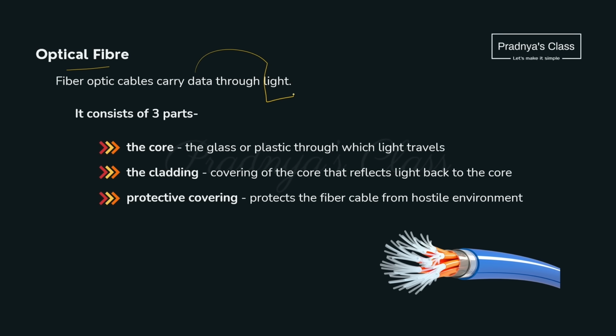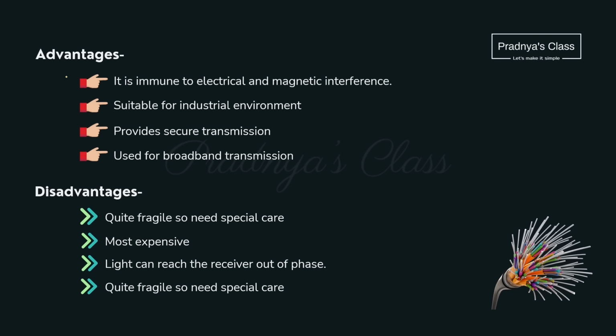We are at the third and last guided media, that is optical fiber. In this, the data is carried in the form of light. Look at the picture. It has a core. It is made up of plastic or glass, and there is one cladding which will cover it. And then to protect it, we have a protective covering. Here are some of the advantages and some of the disadvantages. For this type of cable, there is no effect of electrical as well as magnetic interference because data is carried in the form of light. It is used in industrial environments because data is secure and it provides higher bandwidth. Here we use glass for passing the data, that's why it is fragile and expensive.